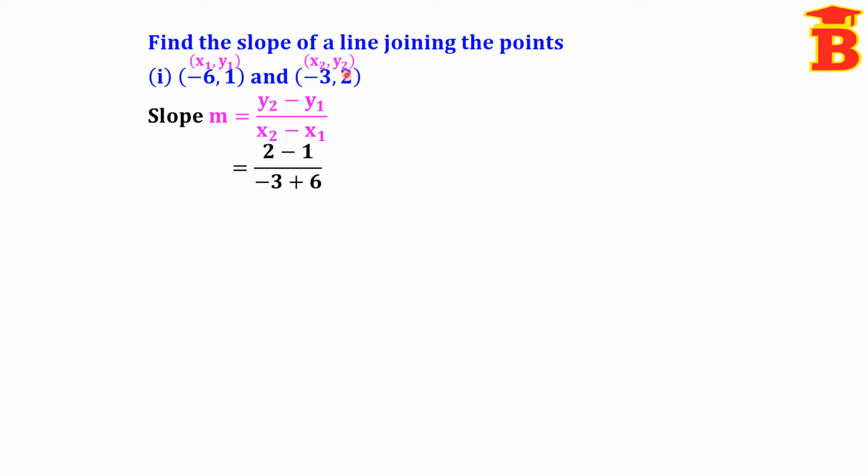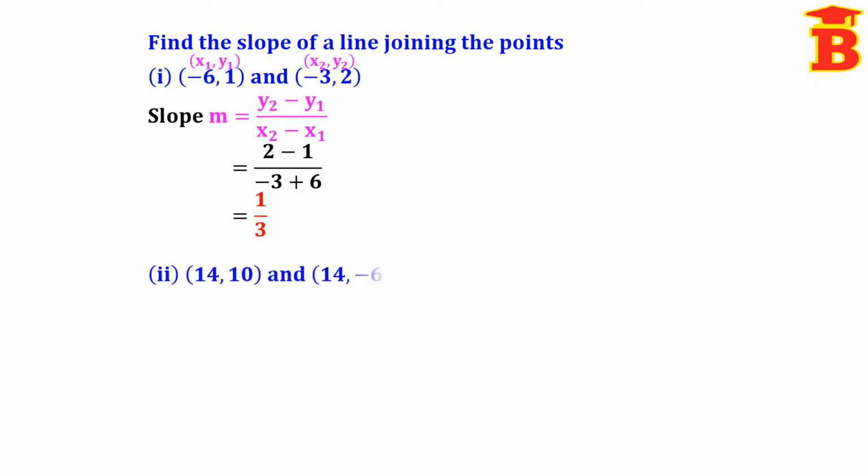y2 is 2 minus y1 1 divided by x2 minus 3 minus x1, that is minus of minus plus 6. And this simply we can remember like this, just subtract the y term divided by subtract x term. That is 2 minus 1 divided by minus 3 plus 6. This is equal to answer 1 divided by 3.